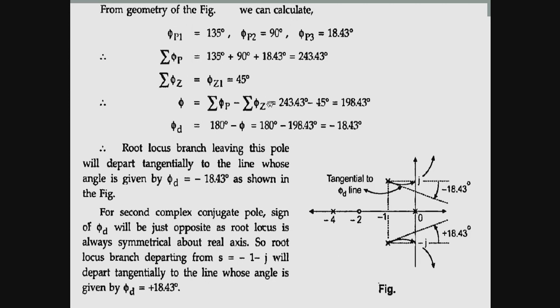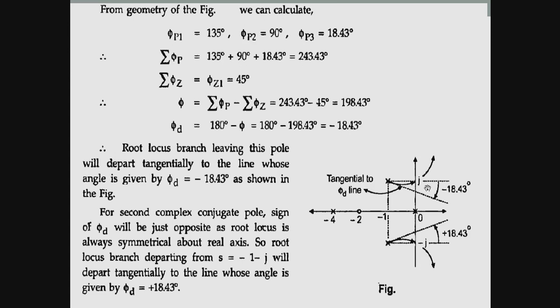Phi equal to this value, and phi d equal to 180 minus this value, we will have it as minus 18.43. So phi d is minus 18.43 for s equal to minus 1 plus j. Similarly, if you do it for minus 1 minus j, you will get the same angle but with a positive sign. For this point we have got minus 18.43.